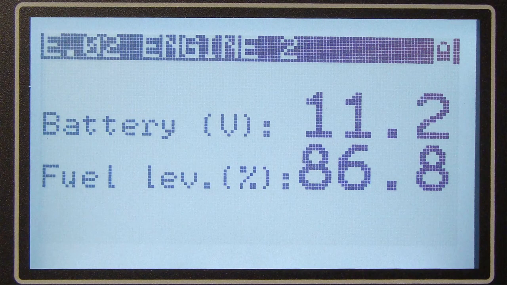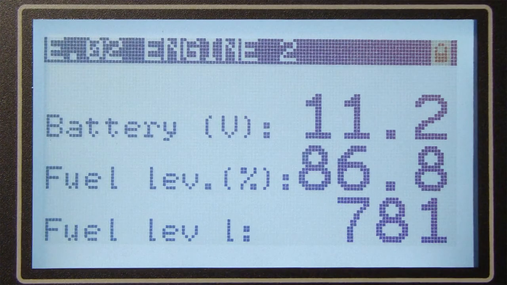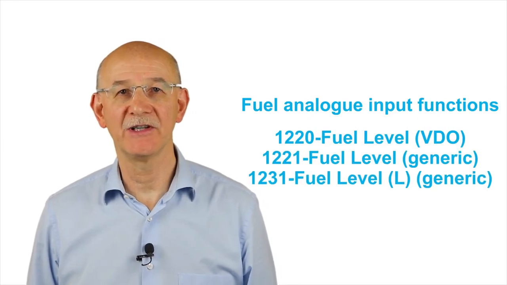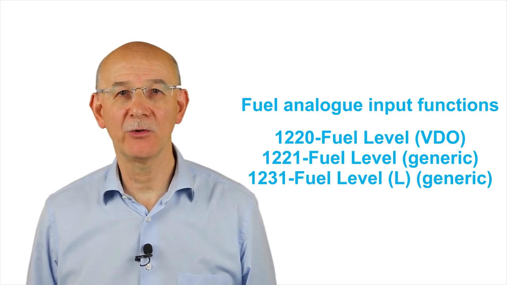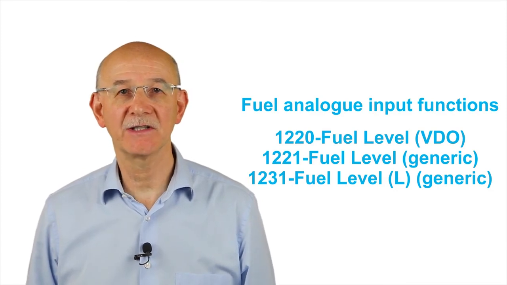GC315 has the possibility to show the fuel level in liters beside the standard percentage value. There are two possibilities. The first is to show liters as an alternative to percentage. The second one is to show an additional liters measure alongside the percentage measure. In the first case, you simply have to select the function 1231 fuel level generic instead of the function 1220 or 1221 for the percentage. A curve converting resistance to liters must be defined.